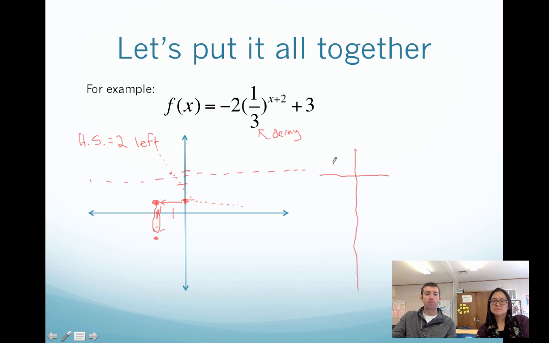Okay, so let's plug in some points so we know that this is right. I'm going to put negative 2 in. I'm going to suggest we start with negative 2. So I know we're at 0, we're at 1. Why did you choose negative 2? Well, I see the x plus 2 in the exponent, so I'd like to get a nice exponent out of that.